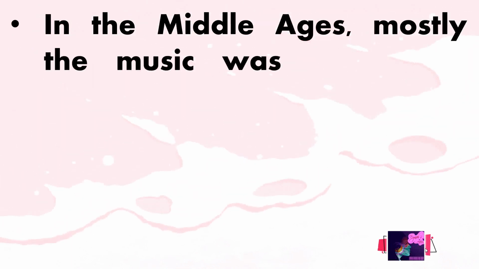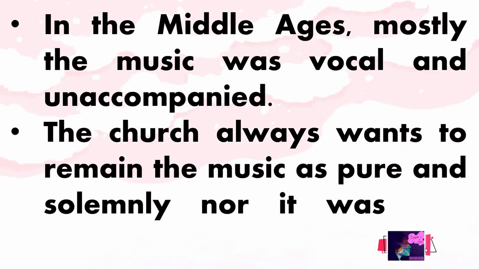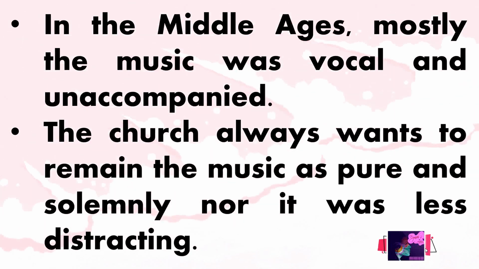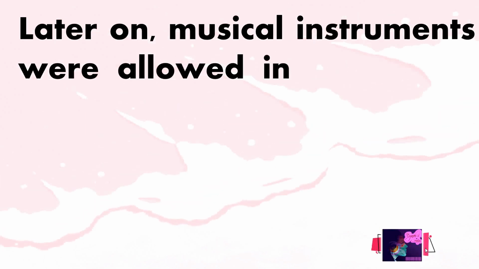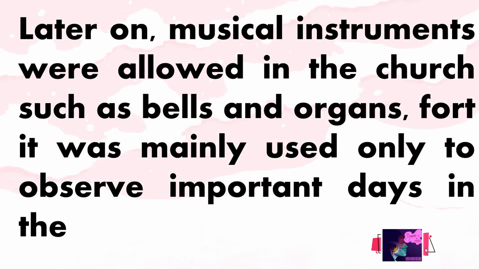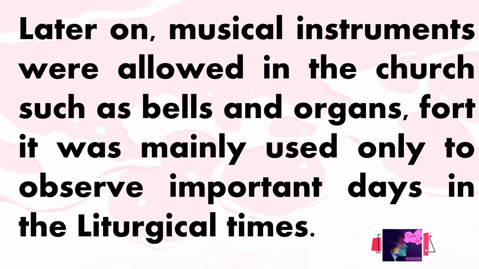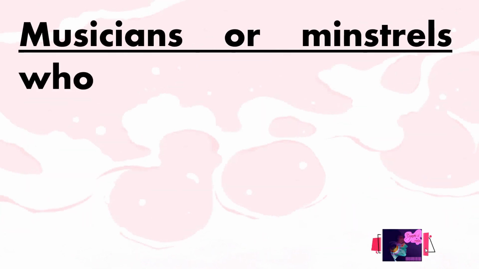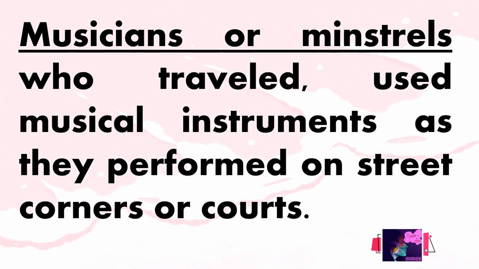Let's go to medieval. In the Middle Ages, mostly the music was vocal and unaccompanied. The church always wanted to keep the music pure and solemn, and less distracting. Later, some instruments were allowed in the church, such as bells and organs. At first, they were mainly used only to observe important days in the liturgical times. Until now, in the Catholic Church, there are musical instruments during the Mass. Musicians or minstrels who traveled used musical instruments as they performed on streets, corners, or courts.